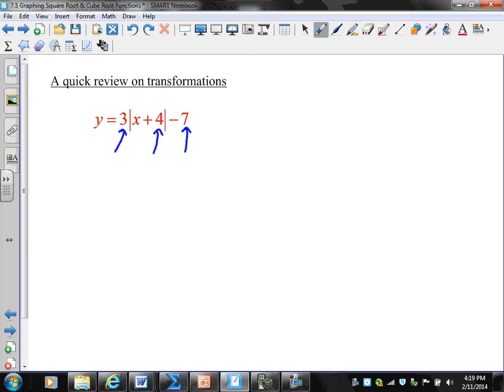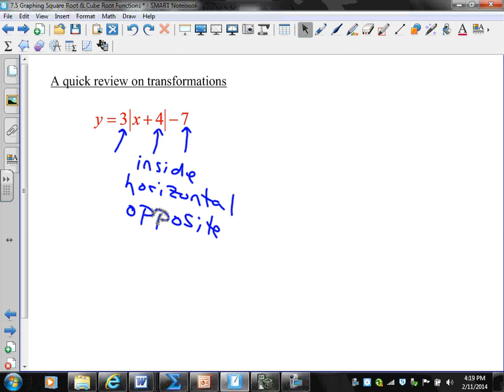Well, the adding 4 that's inside means it's horizontal, and it's the opposite of what it looks like. So we're adding 4, so you might be inclined to say that it's going right 4, but that's not what happens, does it? This actually goes left 4.